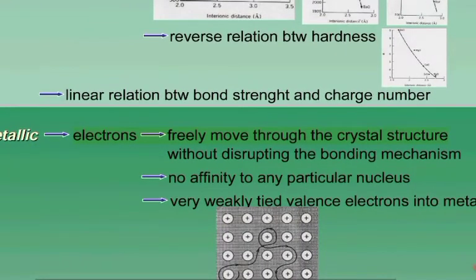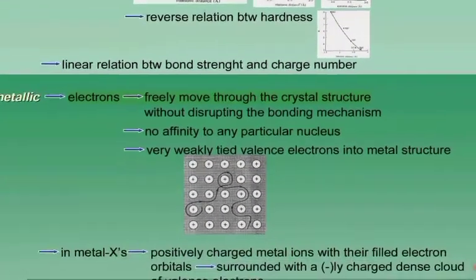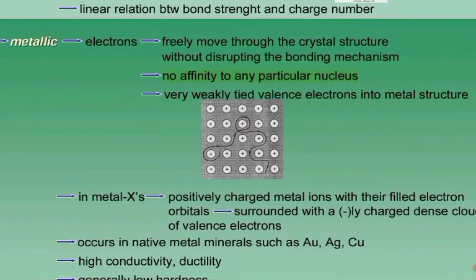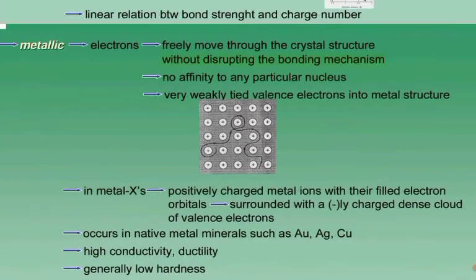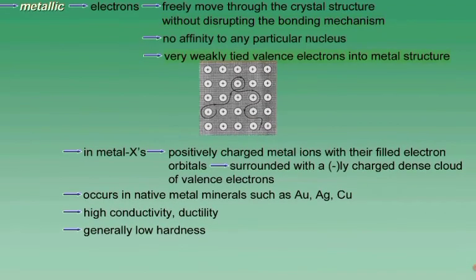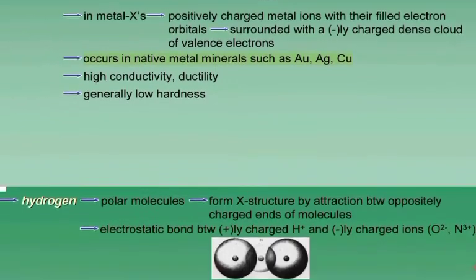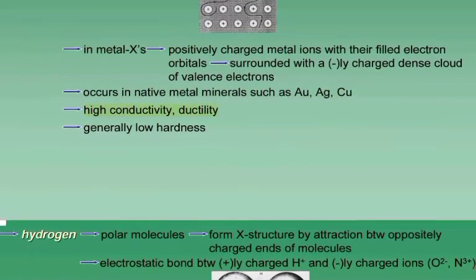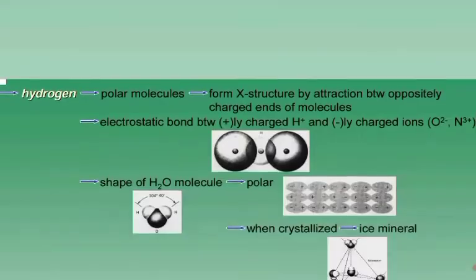Metallic bond. Electrons move freely through the crystal structure, with no affinity to any particular nucleus, without disrupting the bonding mechanism. Valence electrons are very weakly tied into the metal structure. In metal crystals, positively charged metal ions with their filled electron orbitals are surrounded by a negatively charged dense cloud of valence electrons. This occurs in native metal minerals such as Au, Ag, Cu. They have high conductivity, ductility, and generally low hardness.